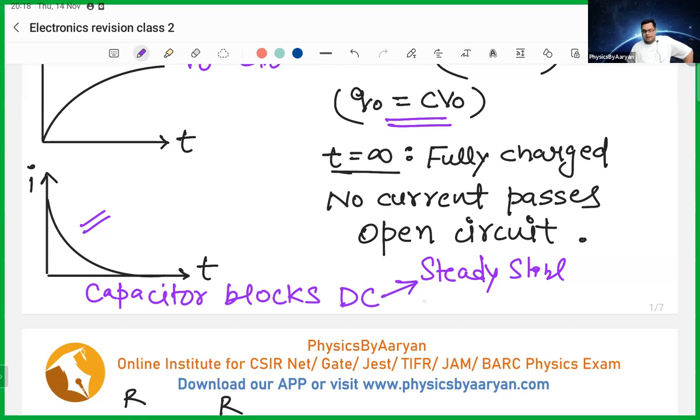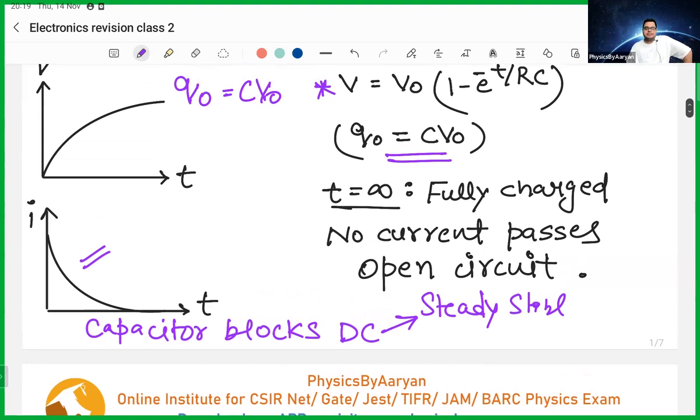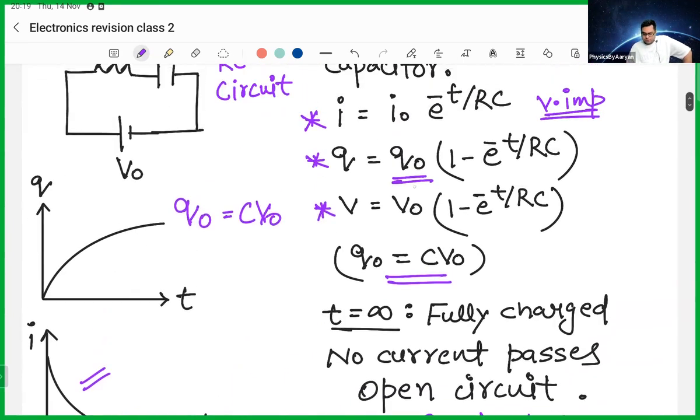But this blocking will happen once the steady state has been achieved. While charging the capacitor, this is not true. Capacitors do not block DC in that case. In that case, the current can flow. Okay, so that is a thing that you should understand.